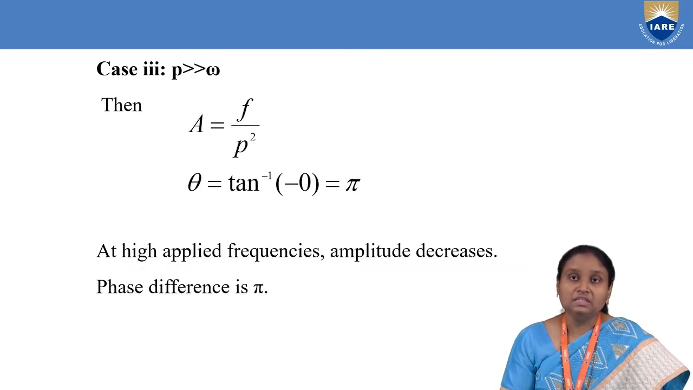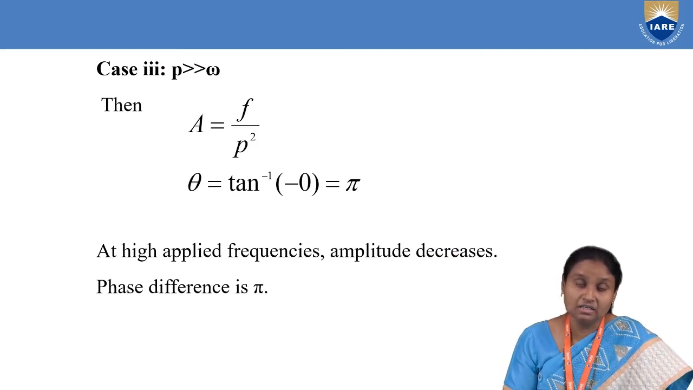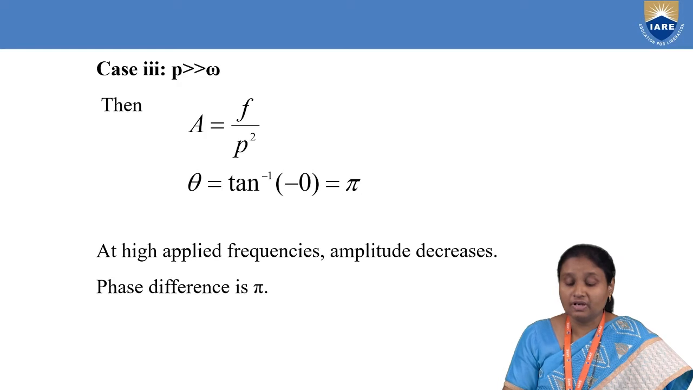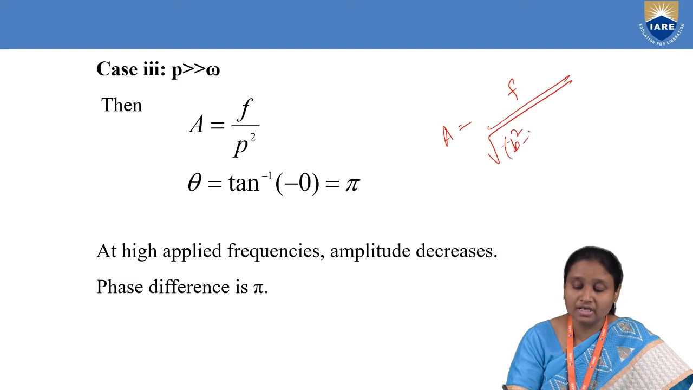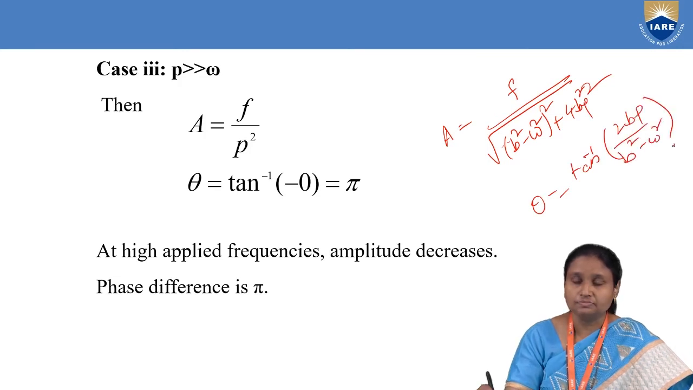Then coming to a third case, what happens when driving frequency is very much higher than the natural frequency of the body? When we have increased the driving frequency and gone to higher frequency values, again writing the expression for amplitude. What is our amplitude? F by square root of (b square minus omega square) whole square plus 4b square p square. And our phase difference is given as tan inverse of 2bp by b square minus omega square.